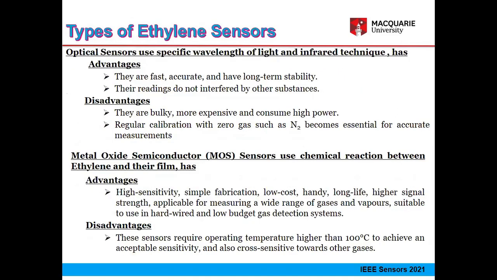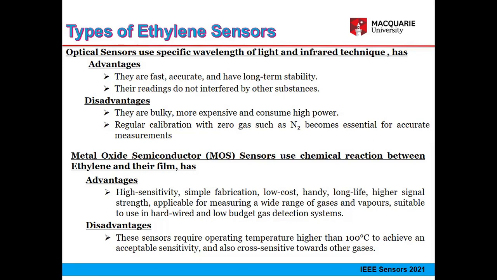There are various types of ethylene sensors. Among those, the most popular is optical sensors. These are fast, accurate, and have long-term stability. Their readings are not interfered with by other substances. However, these are more expensive and consume high power, and regular calibration is also necessary.